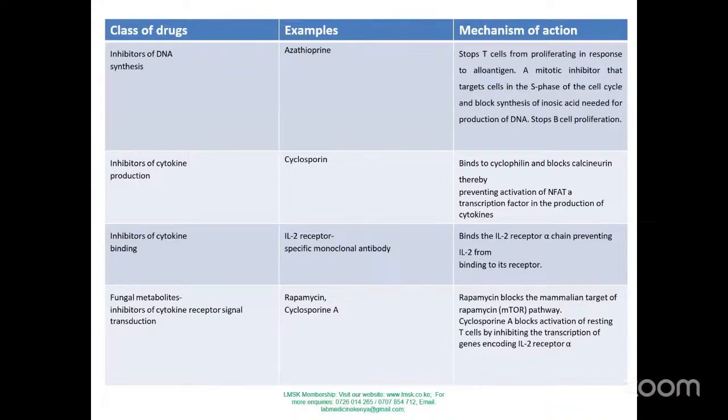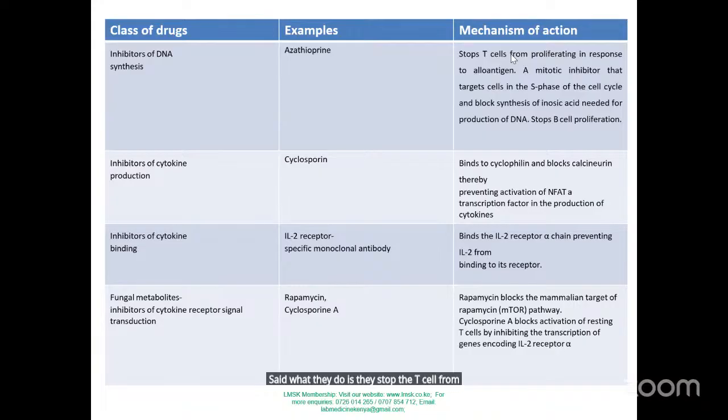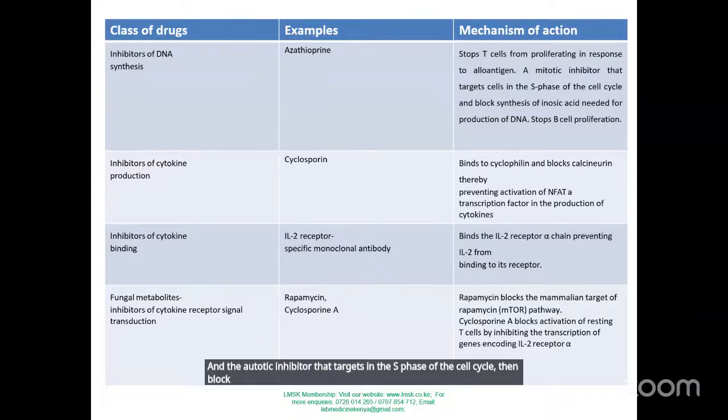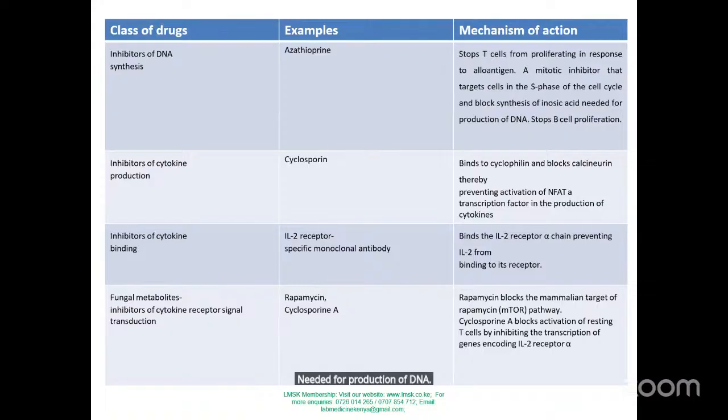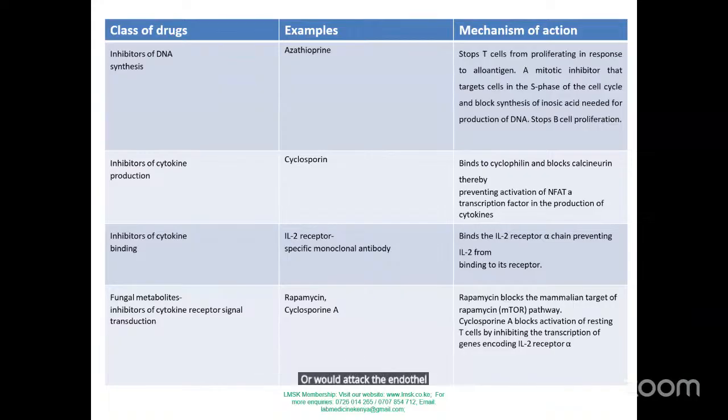The table just summarizes what we've discussed in terms of drugs. Inhibitors of DNA synthesis are the purine inhibitors, and we've talked about azathioprine. What they do is stop the T cell from proliferating in response to alloantigen. It is a mitotic inhibitor that targets the S phase of the cell cycle and blocks the synthesis of inosinic acid needed for production of DNA. They also stop B cell proliferation, so the B cells cannot differentiate into plasma cells, giving us antibodies that would attack the endothelial cells of the graft.